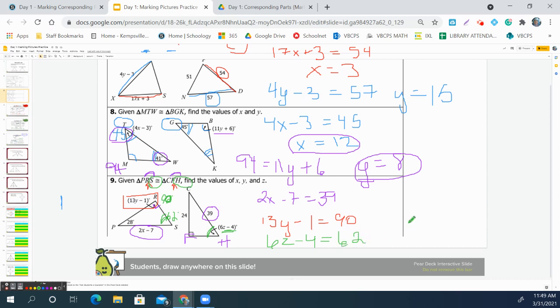Okay. We're going to practice setting up those equations a little bit. Questions on those?